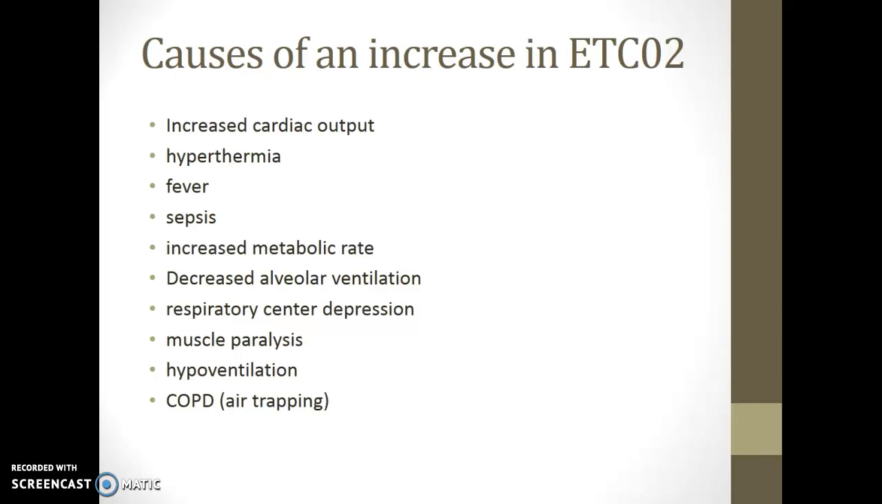Muscle paralysis will cause an increase in CO2, especially if we have a diaphragm muscle paralysis. Hypoventilation, so hypoventilation is either breathing at a lower respiratory rate than normal or breathing at a lower tidal volume than normal. Either one of those cases will cause hypoventilation, and that will cause our CO2 to increase because we'll be retaining carbon dioxide. And then COPD patients, remember they have a normally high carbon dioxide reading, or PaCO2. So if their PaCO2 is high, it will also cause an increase in end-tidal CO2. And that's because of all of the air trapping that occurs in a patient that has COPD.